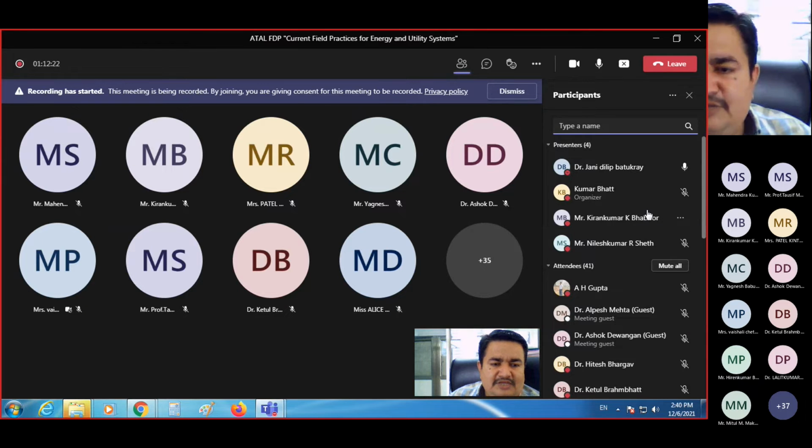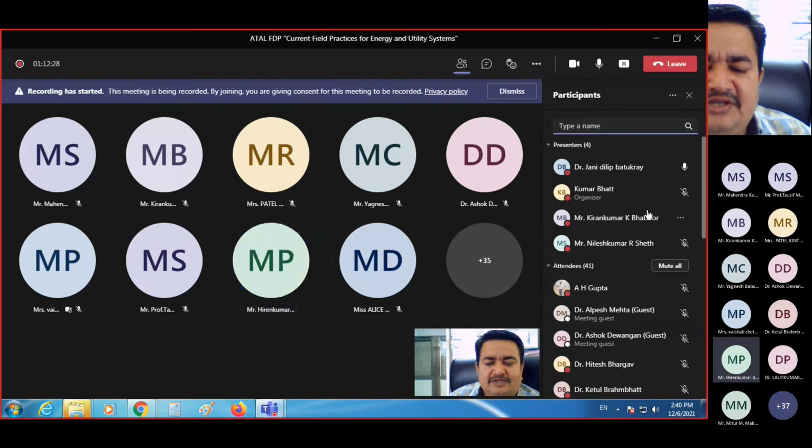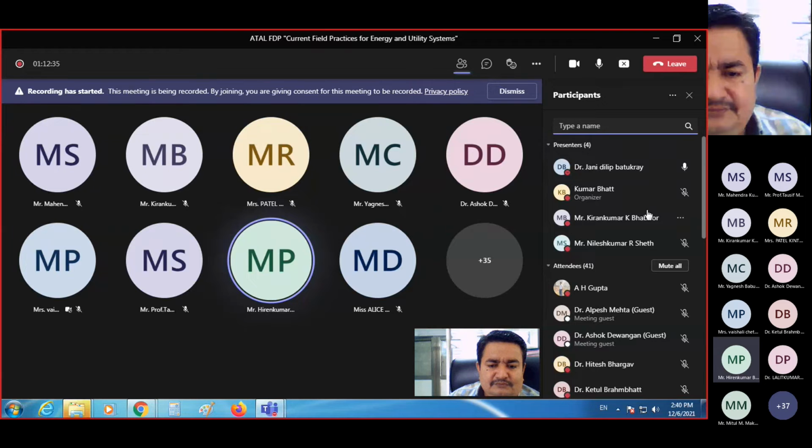Hello. Yes, Mehta sir, please speak. Sir, from Hiren Parikh. Yes, Parikh sir, please speak. Sir, in the feedback form, for the participant's email ID, can we write the user's ID?